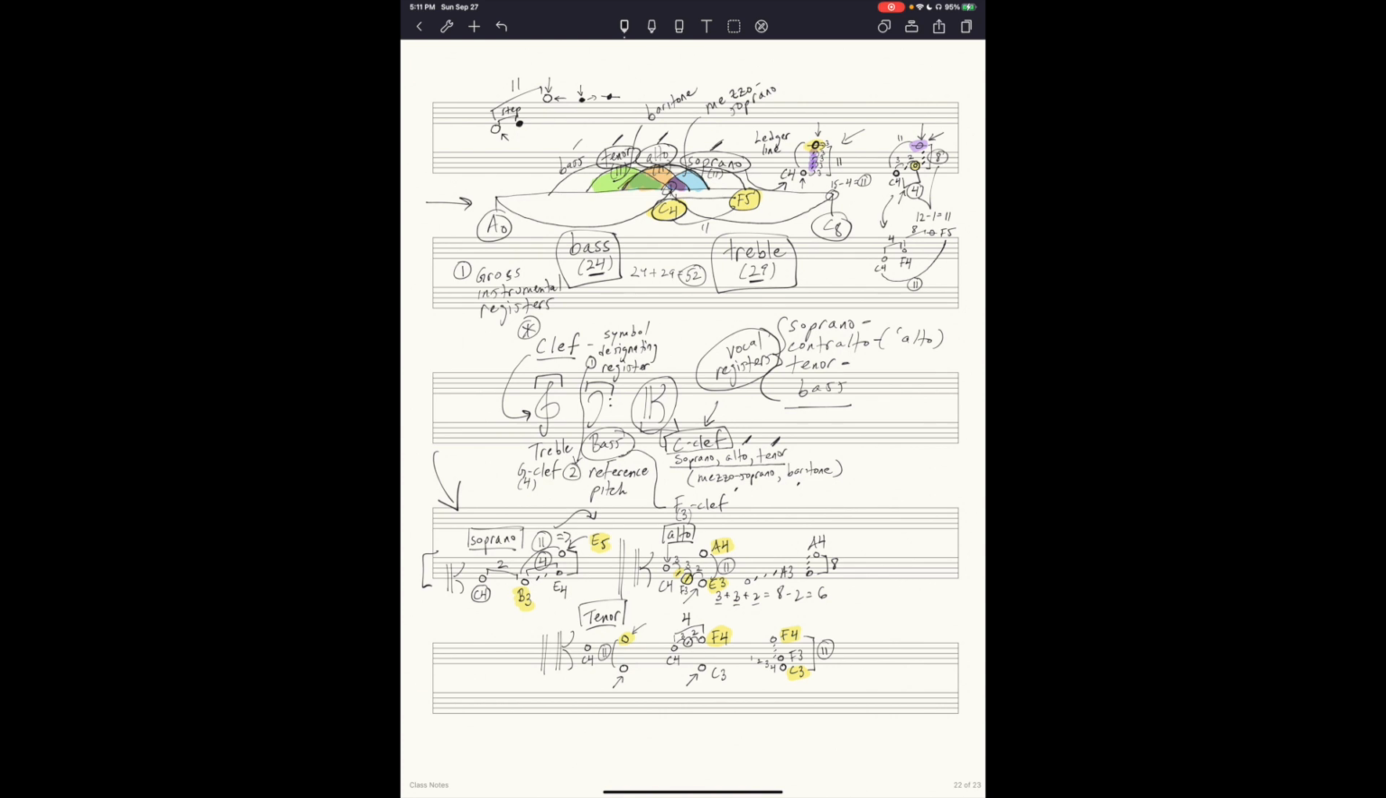In the next lesson, we're going to apply all of this to the treble and the bass clefs, and that's the most relevant when it comes to playing the piano.